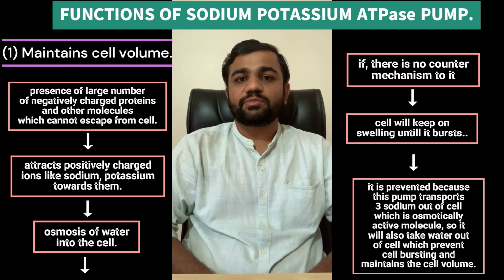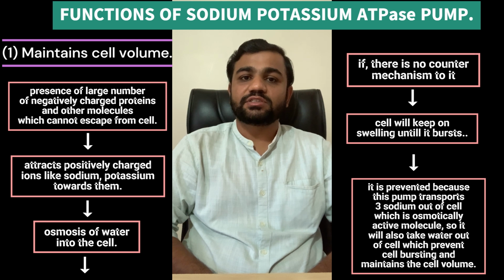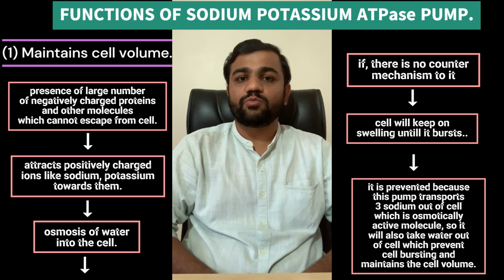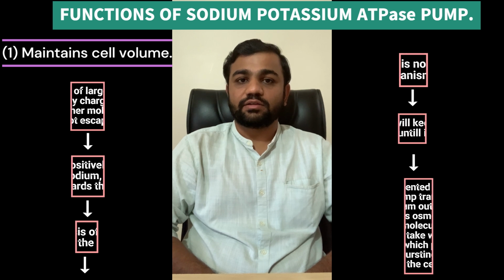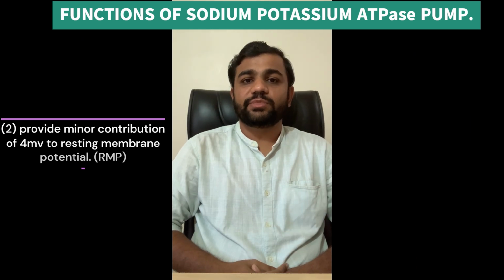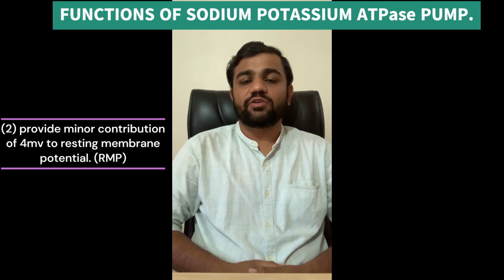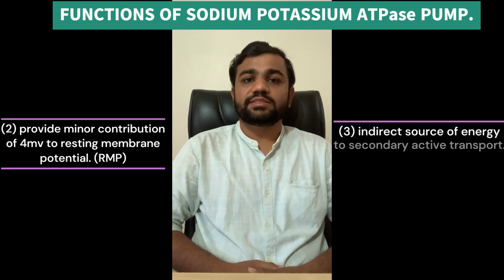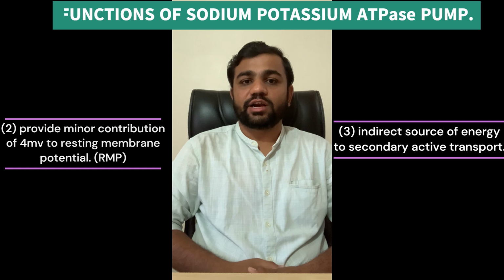The sodium potassium ATPase pump helps to transport 3 sodium ions out of the cell, which also drags water along with it because sodium is an osmotically active molecule, and this mechanism helps to maintain cell volume and prevent the cell from bursting. The second function of the sodium potassium ATPase pump is to provide a minor contribution of 4 mV to the resting membrane potential, and this pump is also an indirect source of energy for secondary active transport.